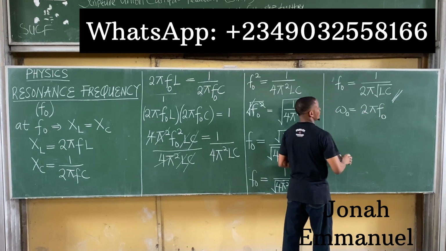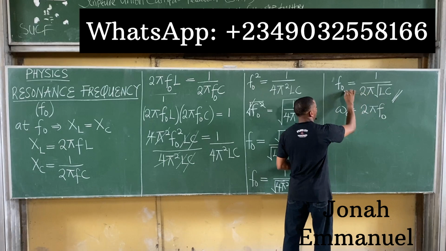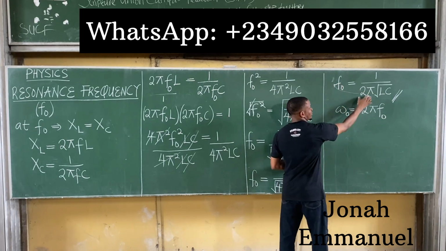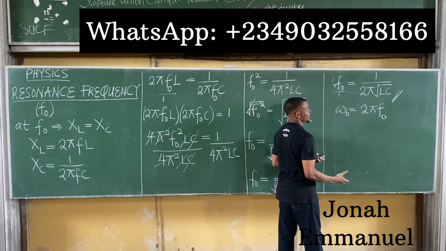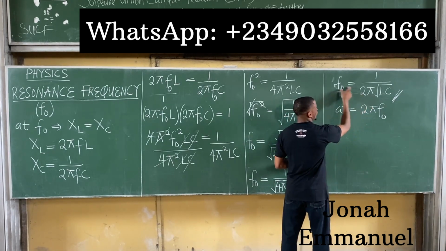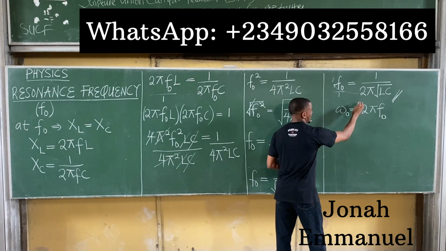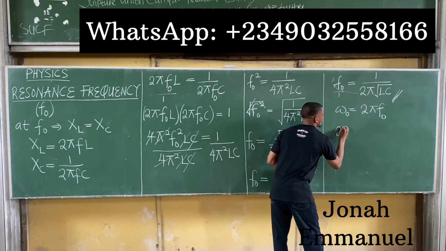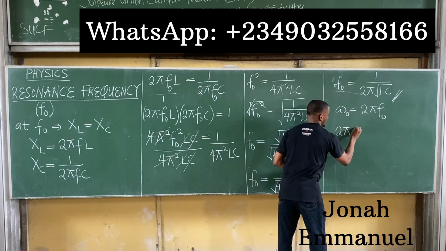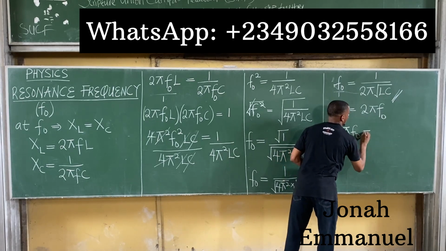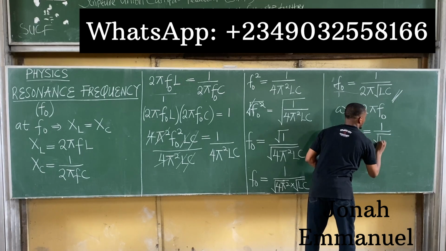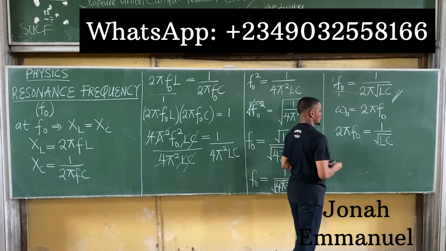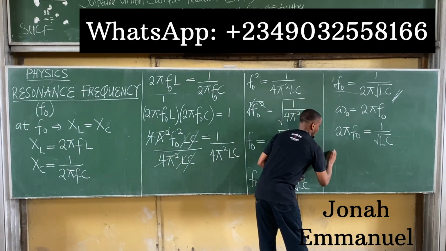And if this is true, I can work on this from here. I can simply bring 2 pi up here. It's mathematically correct. This 2 comes up here. It's called cross multiplication. So it's possible that these 2 come up here. So you now have something that looks like, if this 2 comes here, I'm having 2 pi, then this f naught is equal to this here, 1 all over root LC. So this is correct.